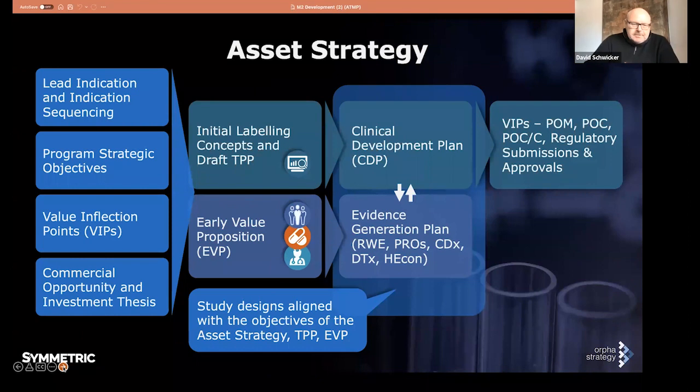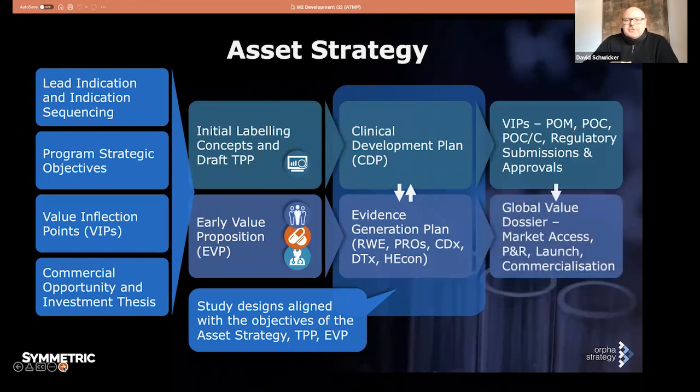And of course, our clinical development plan will lead us to our regulatory submission, hopefully approval, and then our evidence generation plan in concert with the clinical development plan will lead us to our global value dossier that we'll use in market access, pricing and reimbursement, launch, and commercialization. And only by incorporating this thinking very, very early in the process, and I'm talking here about the beginning of phase 1/2, your first in human trial, right? That's when you're making this planning and you're generating that evidence generation plan in parallel with your clinical development plan, or you're even perhaps integrating it in the future.